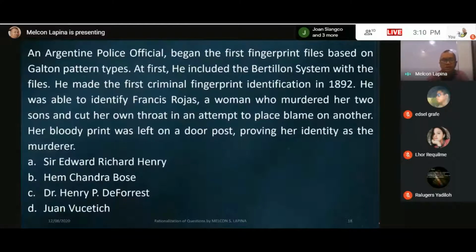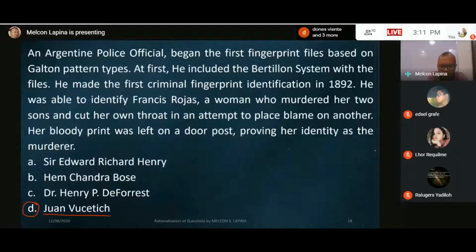or Francis Rojas, as he is also called, a woman who murdered her two sons and cut her own throat in an attempt to place the blame on another. Her bloody print was left on a doorpost, proving her identity as the murderer. Sino ang Argentine policeman? Siya ay si Juan Bucetich.